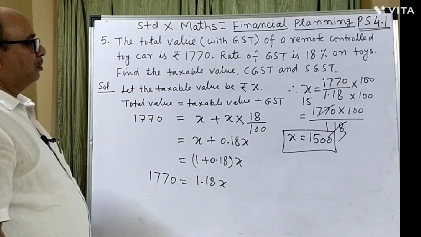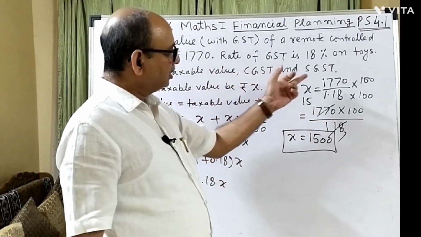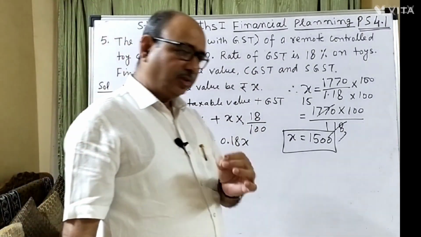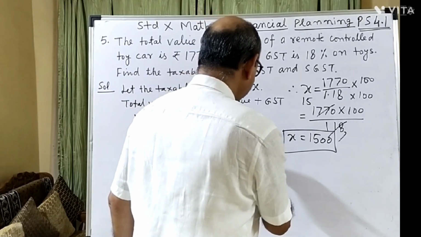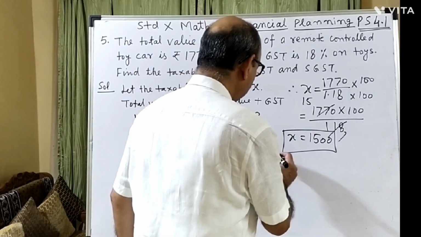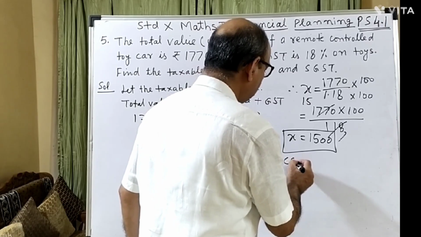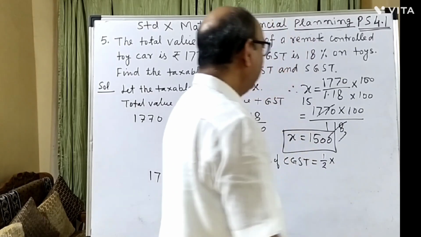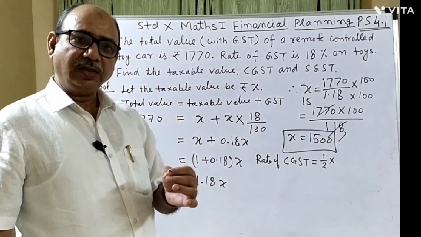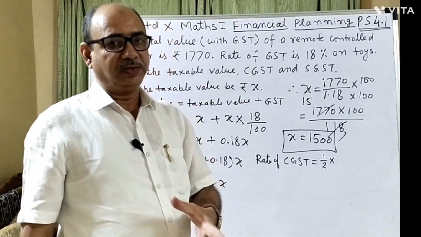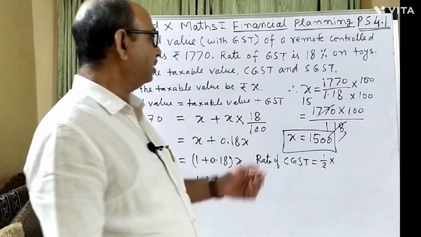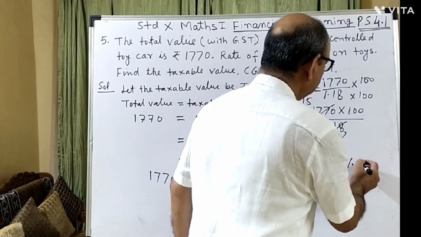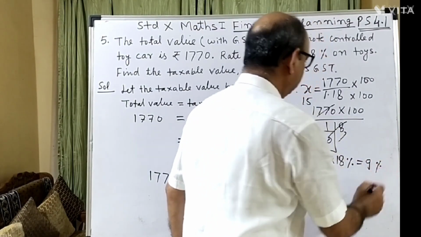Next part, find the value of CGST and SGST. Rate of CGST will be equal to half into the rate of GST. Rate of CGST is equal to rate of SGST, which is half of the GST, and GST is 18%. This is equal to 9%.